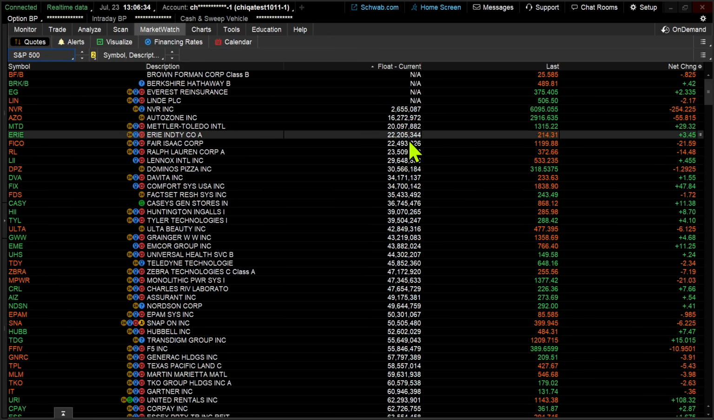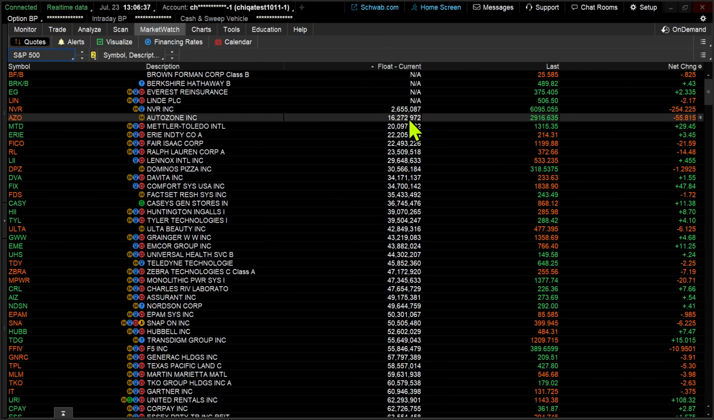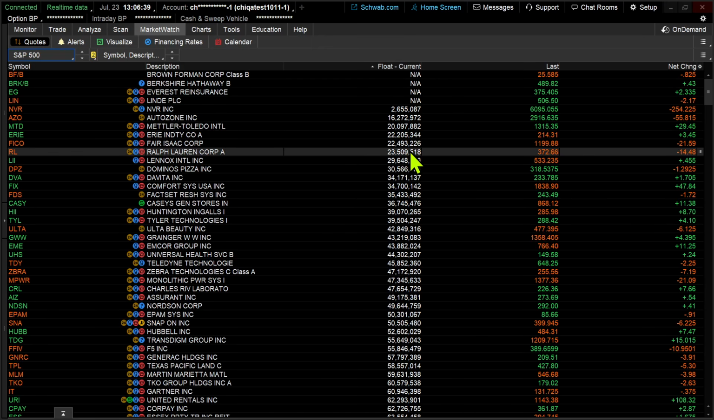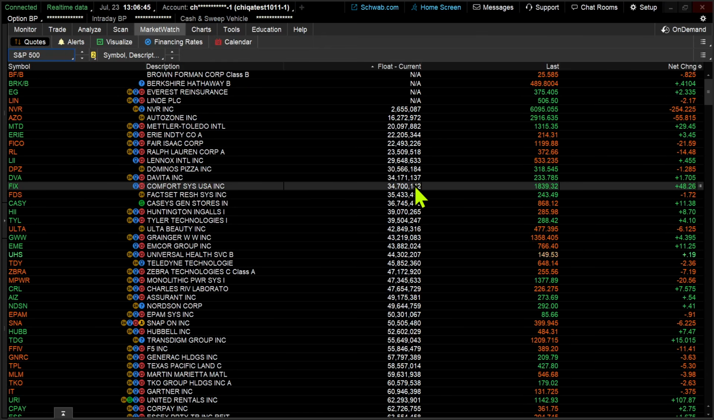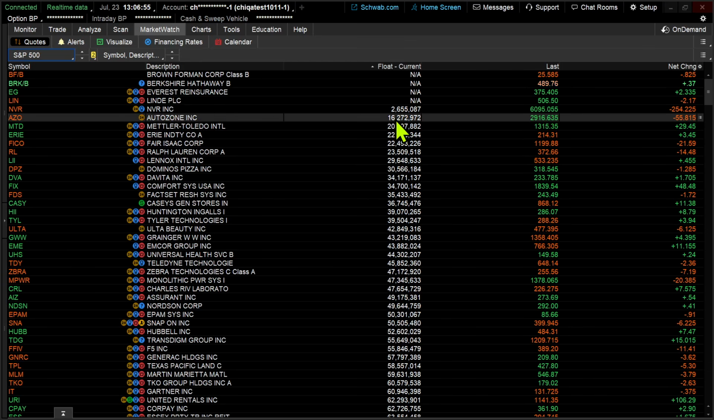And we can see that some of those stocks in here, AutoZone and Ralph Lauren and Lennox and Domino's Pizza and others within that space, have a relatively low float. So if we think about it from this standpoint, a small number of shares being traded might move a stock like AutoZone much more significantly than, say, an Apple or an Nvidia. Now, neither is necessarily better or worse. It just depends on what movement a trader is trying to find.